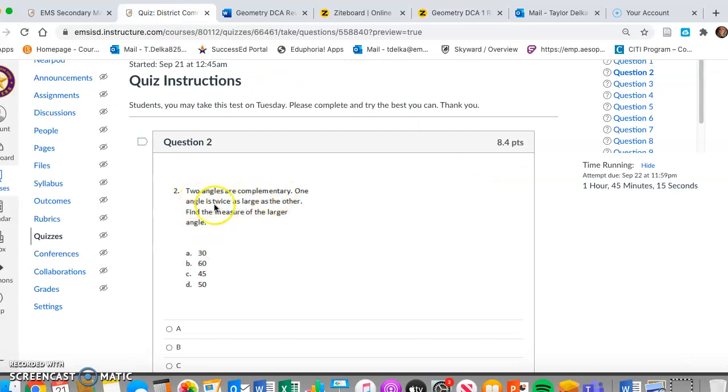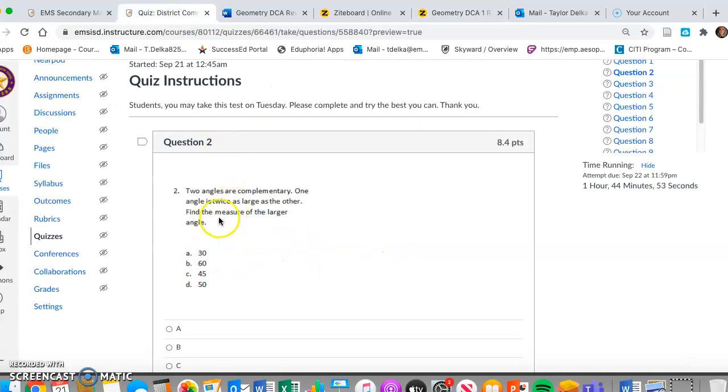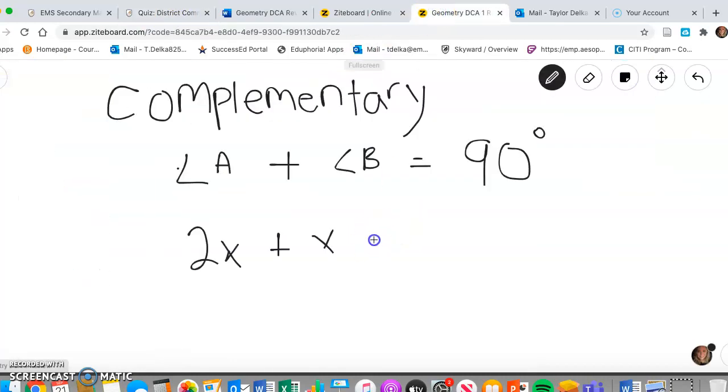So they say one angle is twice as large as the other. So I go back here. One angle is 2 times as large as the other. So we'll just call this one just x. So 2 times x plus x is going to give me 90. Find the measure of the larger angle. So here we go, 90. Well, we need to combine our like terms. So first, 2x plus x is 3x.